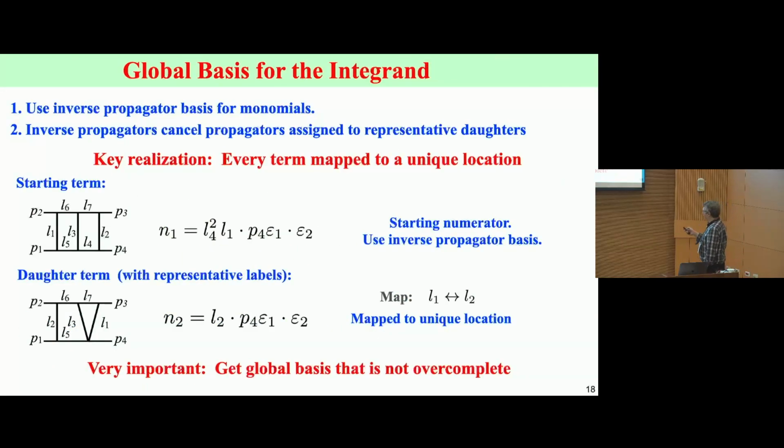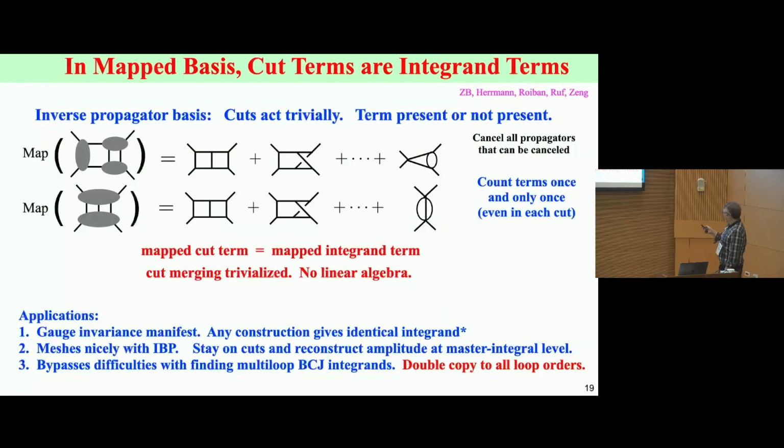Yes, very important. Whatever you do, the key point is this is a basis. It's not overcomplete. If it's overcomplete, you're in trouble because then there'd be ambiguities in where pieces go. Okay, so what's the key to all this?